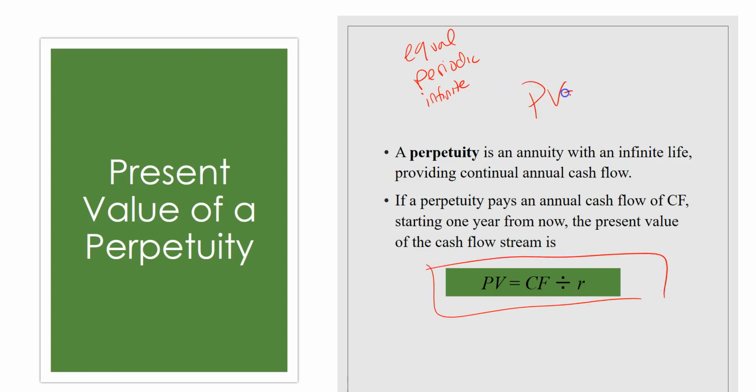Your present value is equal to your cash flow or your payment, however you want to think about it, divided by your discount rate. And remember here that we are not using the time value of money formulas that are programmed into your financial calculator. And so here, this rate is a decimal point interest rate.